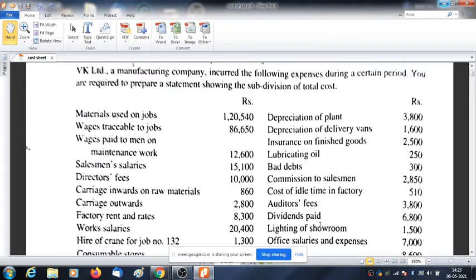Then comes dividend paid. Under which head would it come? Just think, use your brain. Dividend paid means you are paying dividend to shareholders. It is a finance expense, it won't come in cost sheet.